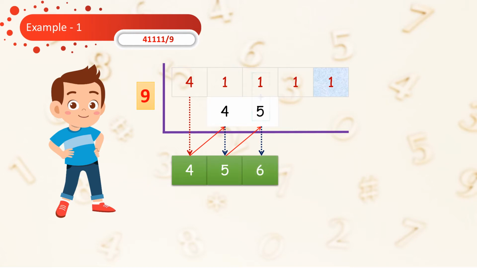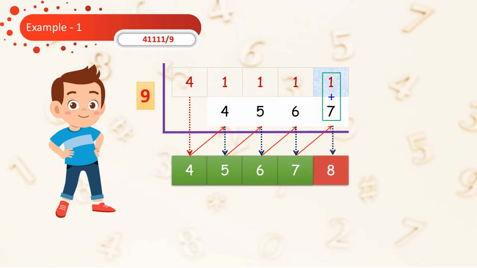Take the number 6, put it below the number 1, and if you add 1 plus 6, you get 7. And you do the same step for the last number as well. Take the number 7, put it below 1, 1 plus 7 gives 8. If you look at the screen, you have already got your quotient and remainder.